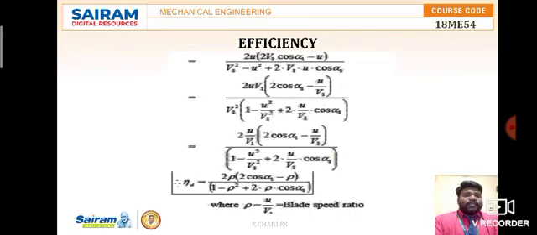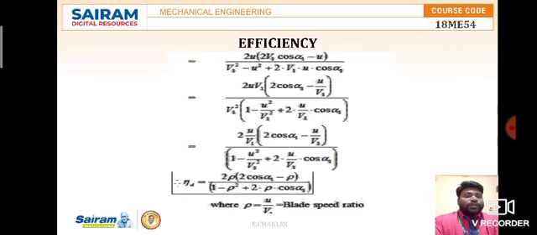Again, if you simplify this, the numerator is 2U into (2V1 cos alpha 1 minus U), the same thing first. Then we take 2U V1 common in the numerator. Finally what we get is 2 cos alpha 1 minus U by V1. In the denominator, we take V1 square common, so then 1 minus U square by V1 square plus 2 into U by V1 into cos alpha 1.